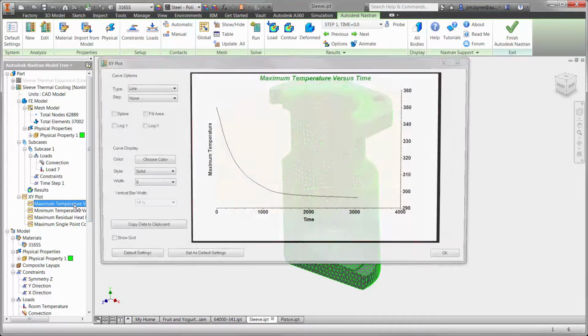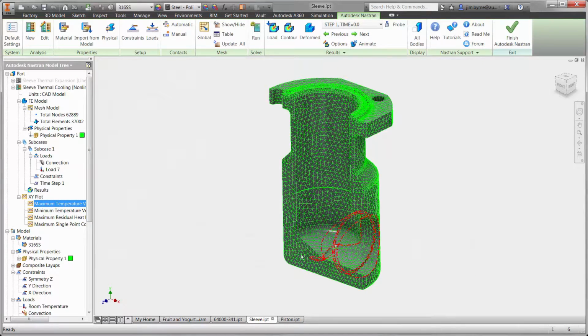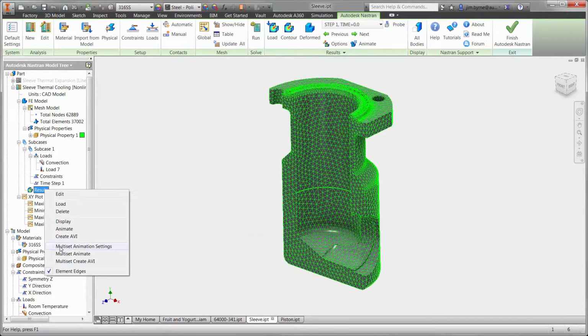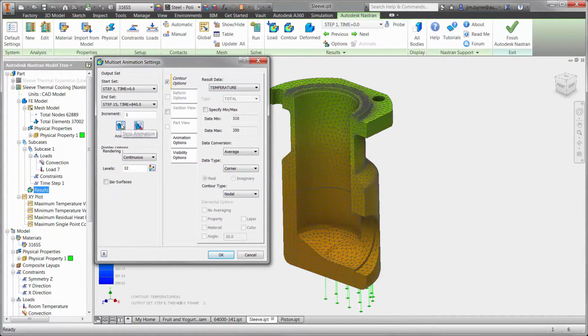The solver is finished. Taking a look at the graph, the stainless steel sleeve quickly drops in temperature within 15 minutes. Animations can also help to observe the behavior of the cooling process. Nastran In-CAD keeps track of the result plots for all 50 time steps during the calculation for visualization and data.